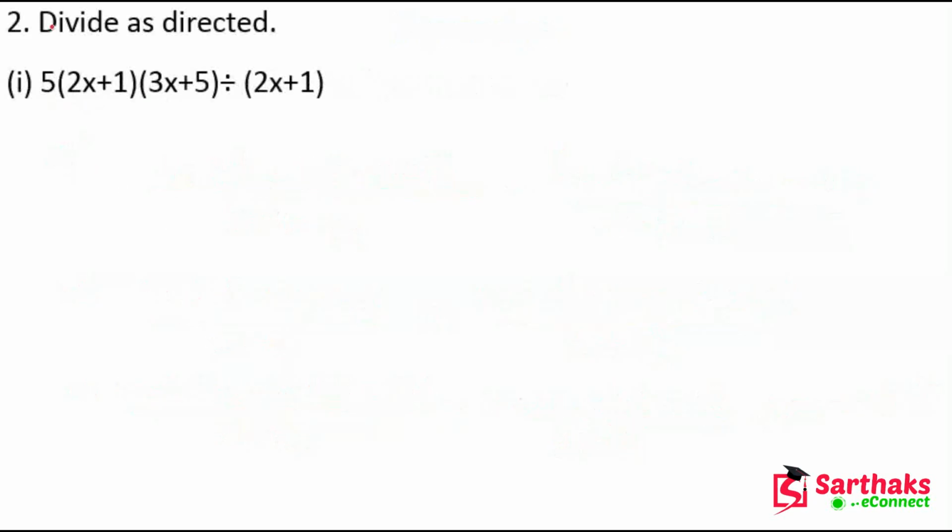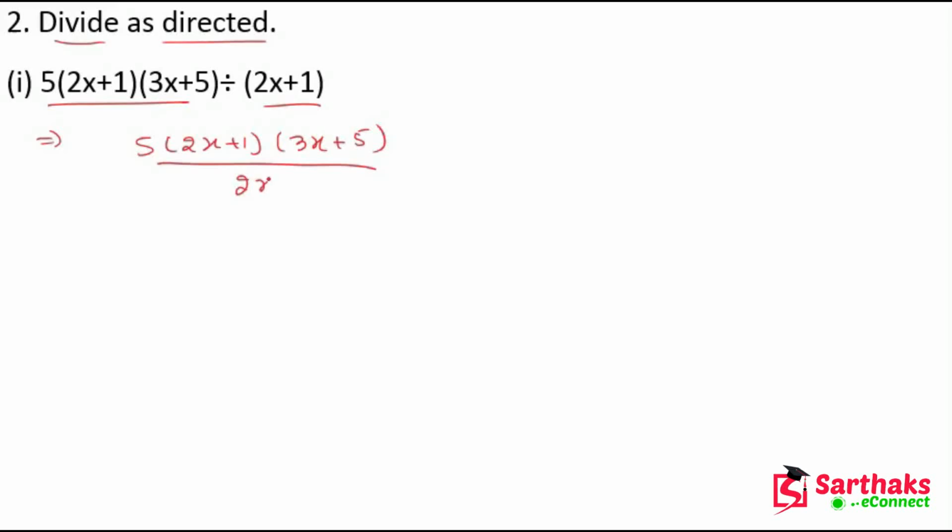Okay, my dear friends, here is again: divide as directed. Here you can see that we have a polynomial and in the denominator it is also a polynomial, so it is a case of division of a polynomial by a polynomial. Now you can see 5 into 3x plus 5, divided by 2x plus 1. Here 2x plus 1 and 2x plus 1 will be cancelled, so we get 5 into 3x plus 5. This is the answer of this part.